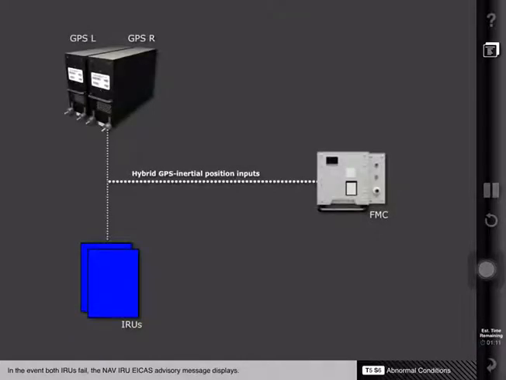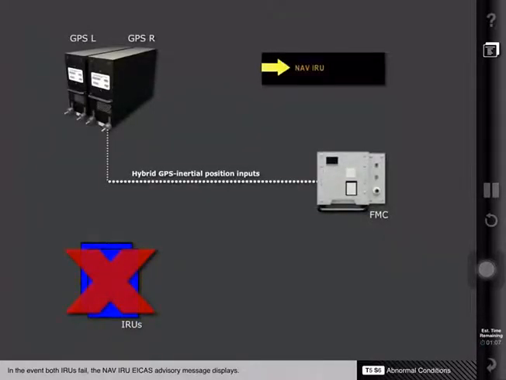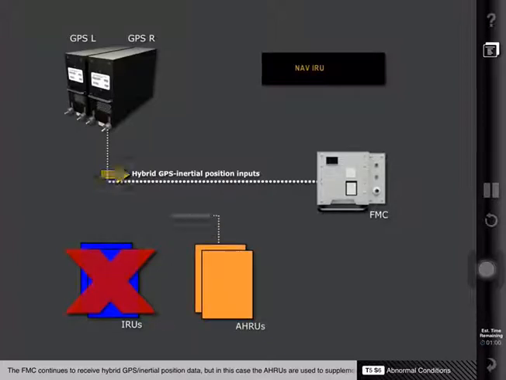In the event both IRUs fail, the NAV IRU ICAS advisory message displays. The FMC continues to receive hybrid GPS inertial position data, but in this case, the AHRUs are used to supplement GPS position.